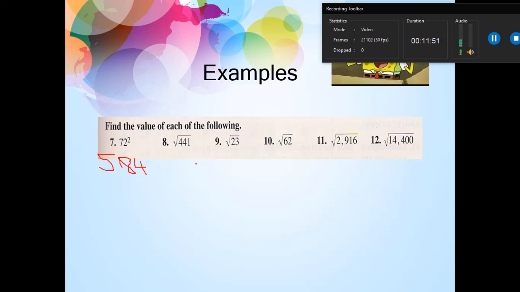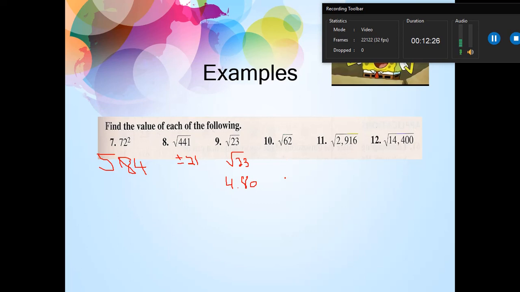For number 8, the square root of 441, what I would do is check on your calculator to see if it's a perfect square, and it is. This is positive and negative 21. 23 doesn't simplify, so we'll leave it as the square root of 23. If you would rather put it in a decimal, there's nothing here saying that you can't do that. The decimal approximation is 4.80, and I did round this from my calculator.